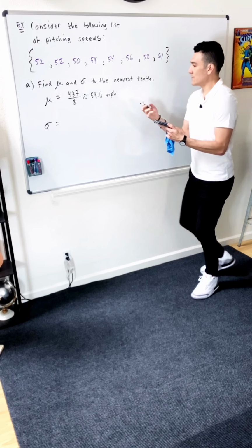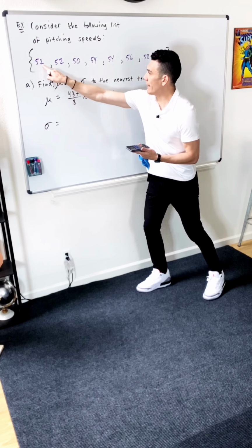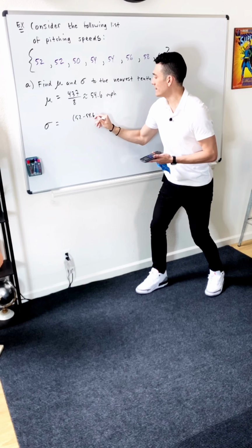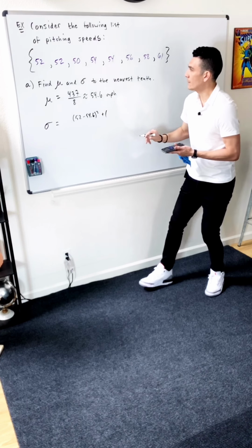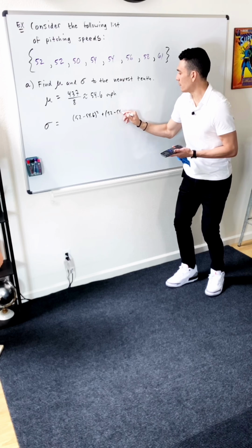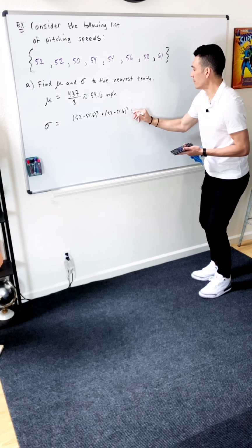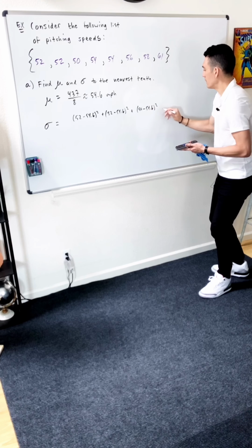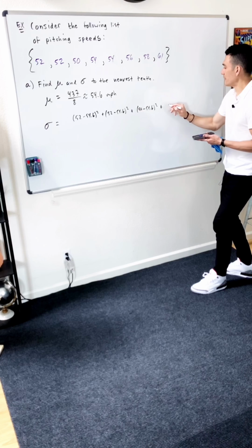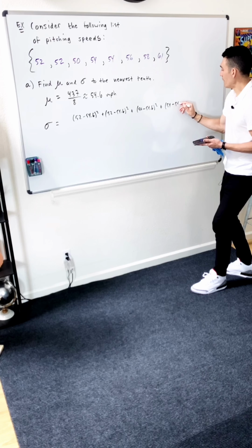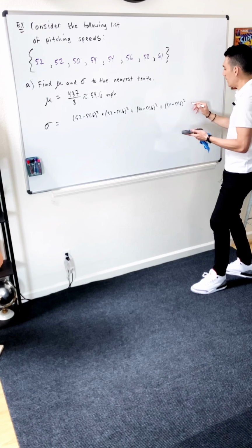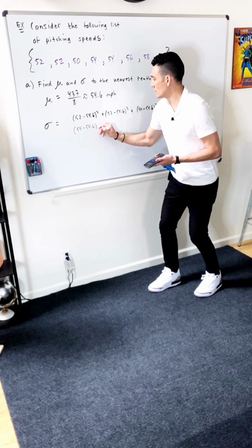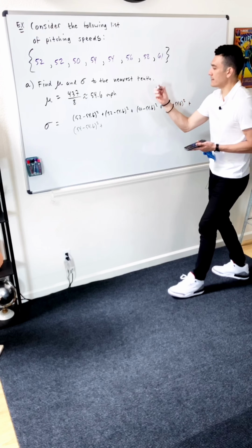So we have something like this. Let's go that minus that. So we have 52 minus 54.6 squared, plus 50 minus 54.6 squared, plus a couple of 54s. Okay, there are some shortcuts to this, but I'm just going to be patient. Okay, squared plus 56.